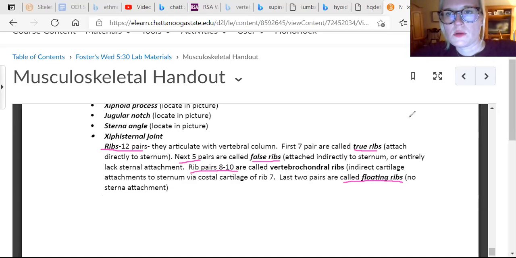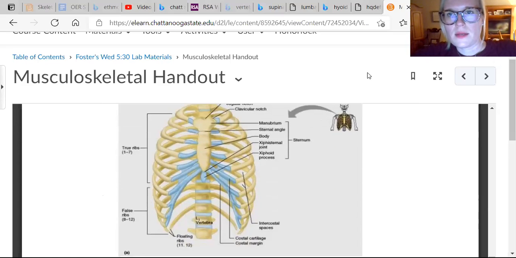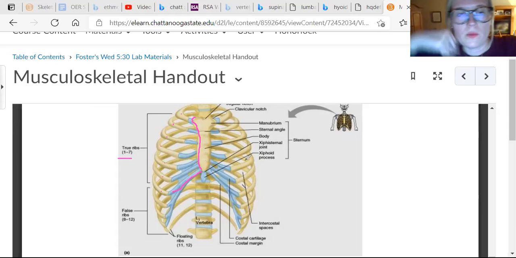Okay, let me clear this and I'll show it to you. Because writing that out and reading it makes no sense, but seeing the image makes a ton of sense. All right. So here we go. Here are the true ribs. Here's 1, here's 2, 3, 4, 5, 6, 7. They all, and I'll show you, they all directly attach here to the sternum. Okay. You guys can see that. Tell me if for some reason you can't see that, I would want to know.